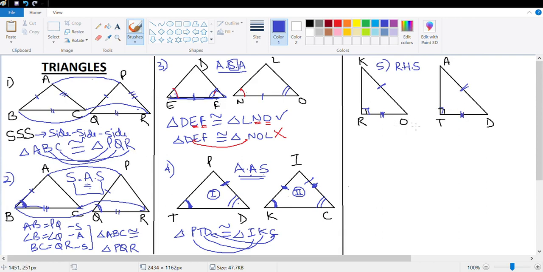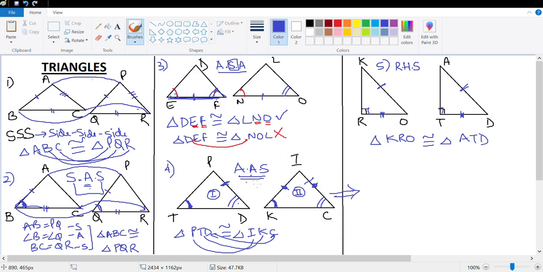So this is the Right angle Hypotenuse test, in short form the RHS test. So we will write this as triangle KRO is congruent to triangle ATD. Now in these examples that I gave, I made the diagrams exactly in the way they are corresponding, so it was easier to look at. But when we do real questions, we may not find diagrams in exactly the same order. So we will have to look at them.